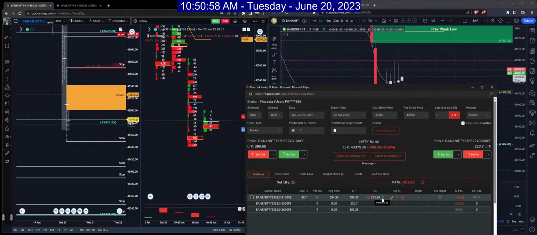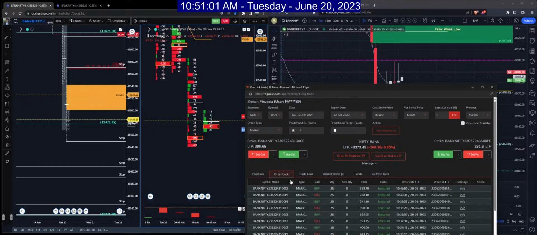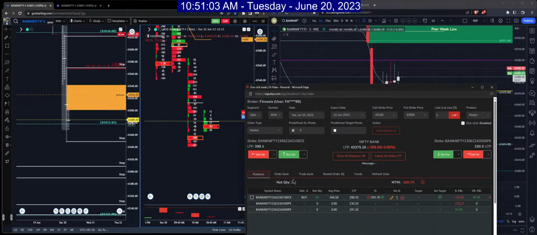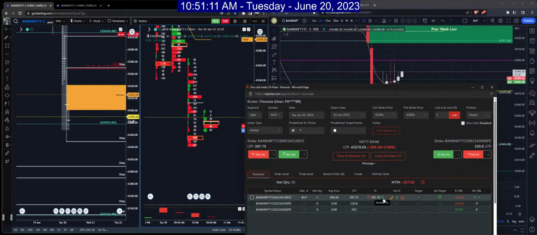390, 391. So my buy price is at 388. So it went till 400. Now again it is slowly coming down. So supply sellers are coming in. So I'll keep it at 392.